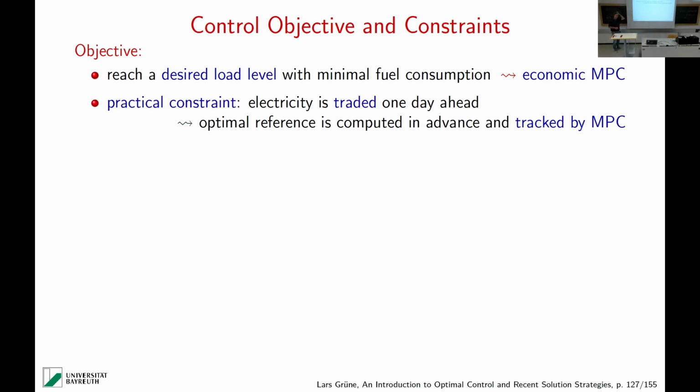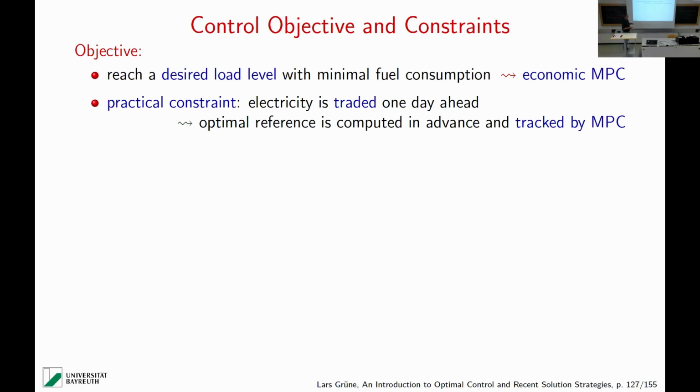So essentially all the companies that run these big plants, they have to provide a plan one day ahead of how much electricity they are going to produce. So this means that the optimal reference is usually computed in advance and tracked by model predictive control. This is somehow a little bit contradictory to this idea that we want to start up quickly if needed.